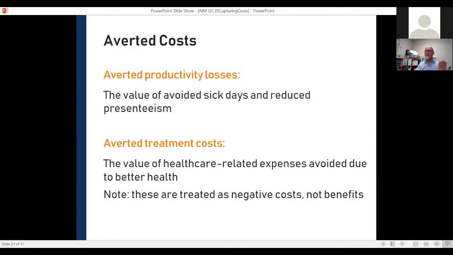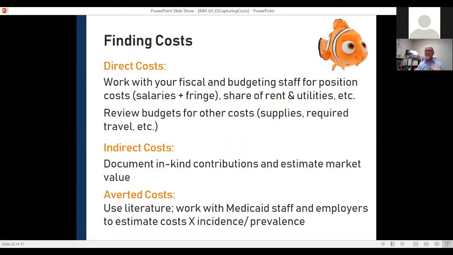Okay, so we're going to climb back out of the rabbit hole. So finding Nemo, finding costs. Where can we get a hold of these costs? So direct costs are probably the easiest thing for us to get a hold of. And that is by working with your fiscal and budgeting staff that can break out the full position cost. And so that's not just the salary amount or the hourly rate, but it also includes the fringe amount. So what's the full salary cost?